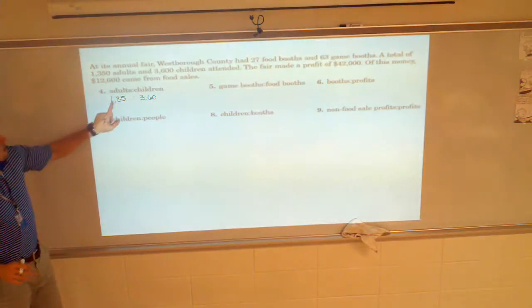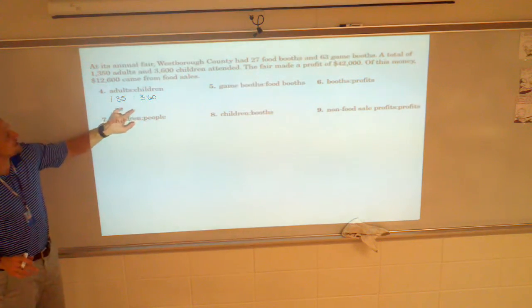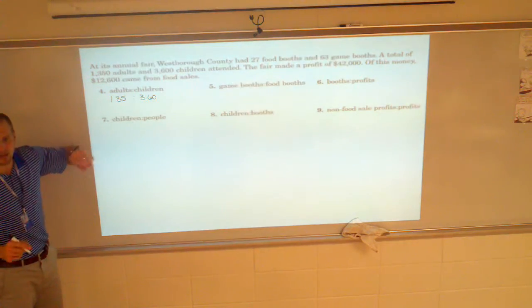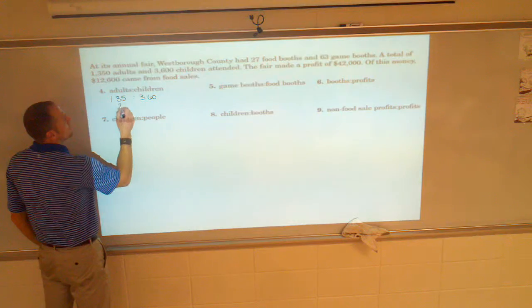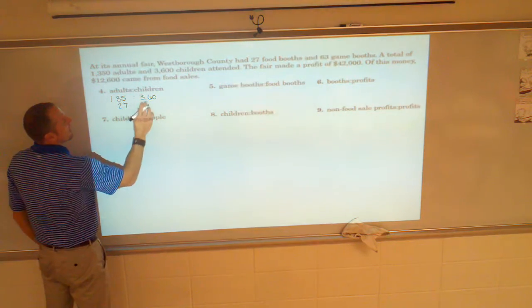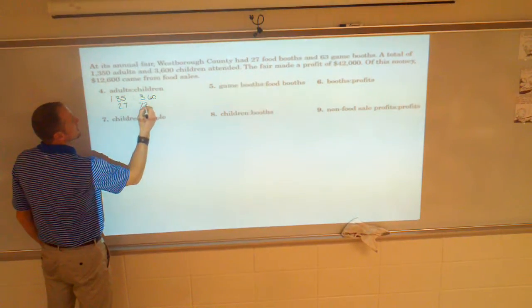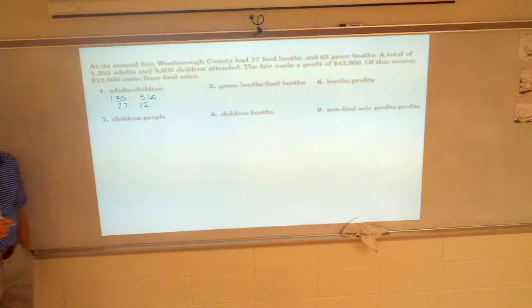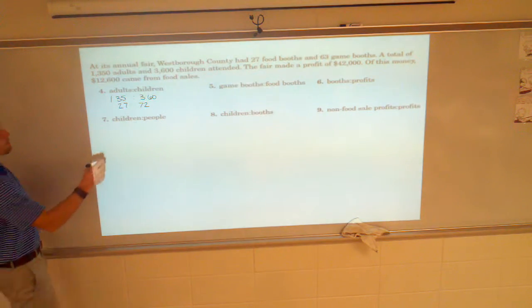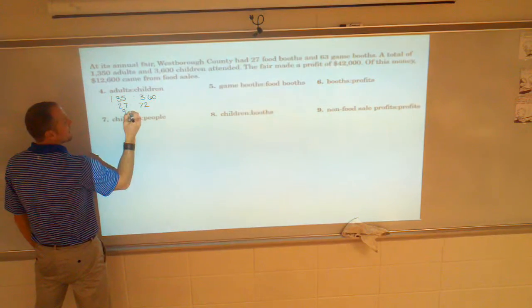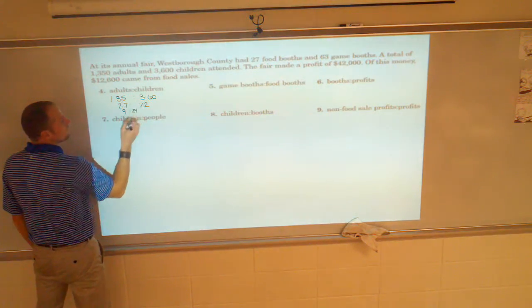Next, looking at this, what number is very easy to see that I can divide both of them by, Darlene? 5. I can divide both of these by 5. This is going to be 27, and this is going to be 72. Can anybody see another number that I can divide those by? I can divide both by 3. This will be 9 and 24.